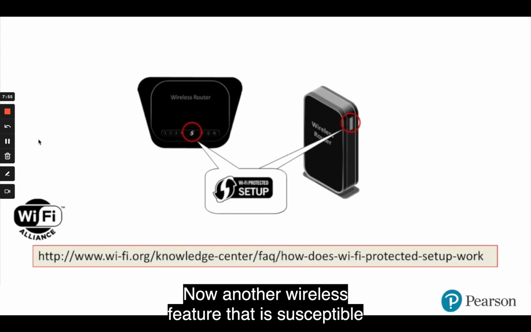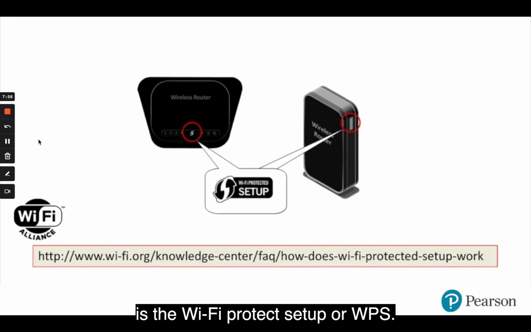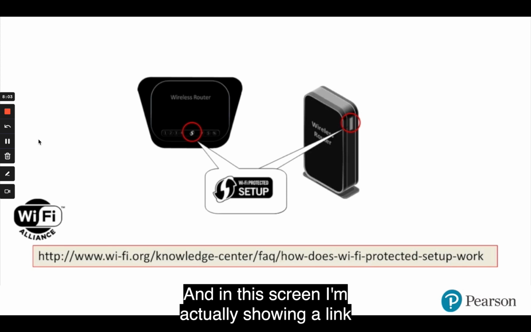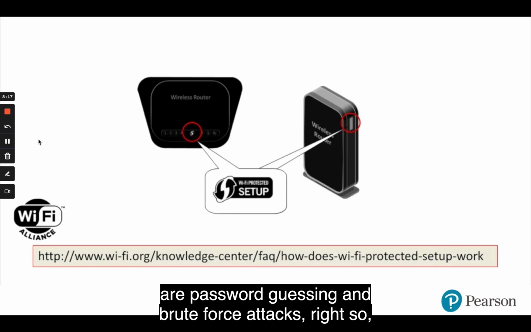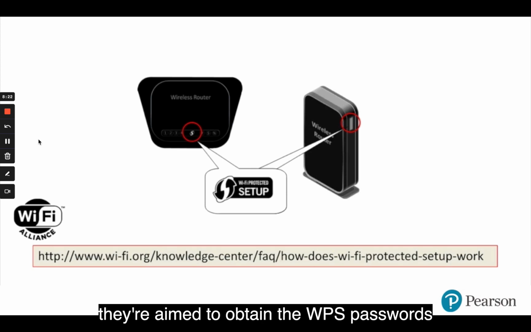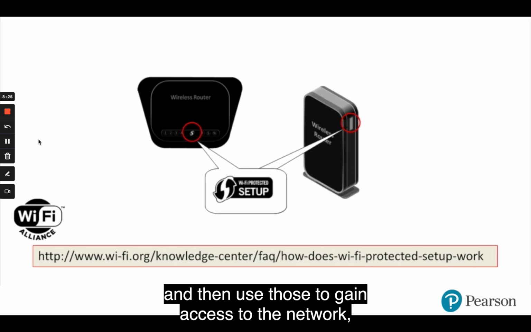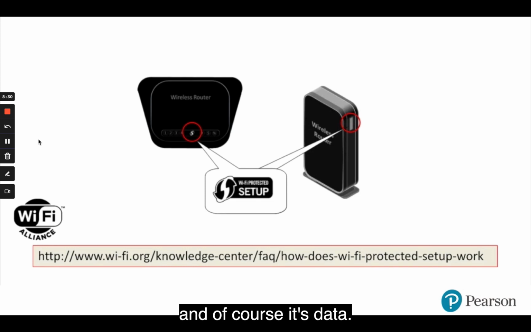Now, another wireless feature that is susceptible to attacks is Wi-Fi Protected Setup, or WPS. On this screen, I'm showing a link to a document from the Wi-Fi Alliance that explains what WPS is and how it works, in case you're not familiar with that feature or implementation. Most of the attacks that affect WPS are password guessing and brute force attacks. They're aimed at obtaining the WPS passwords and then using those to gain access to the network and, of course, its data.